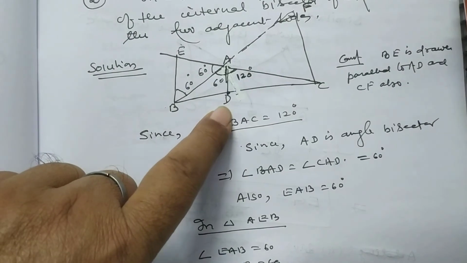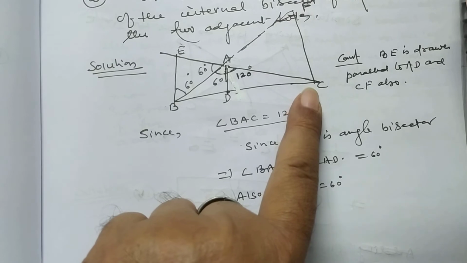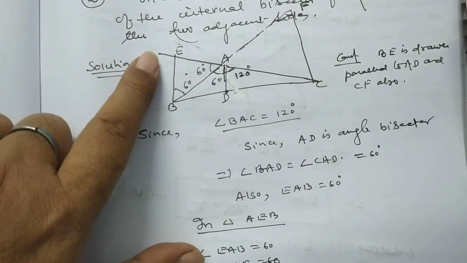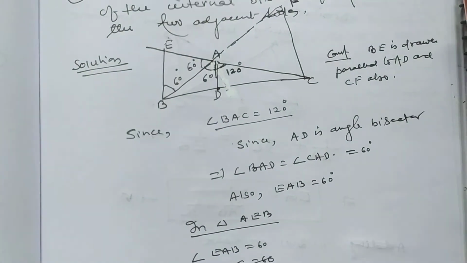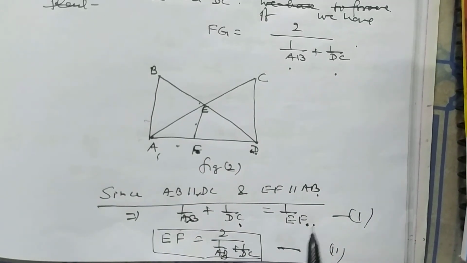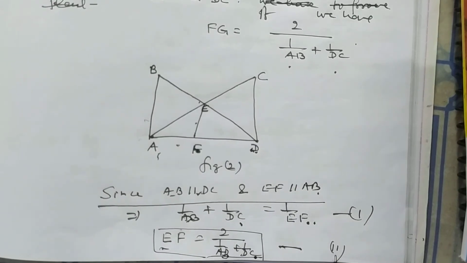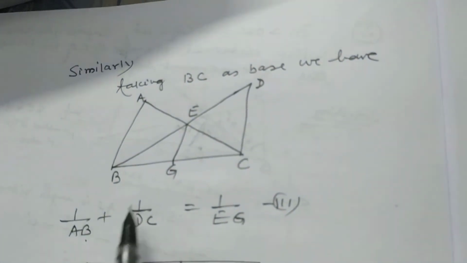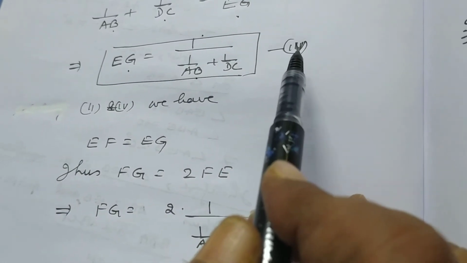EF is parallel to AB, AB is parallel to CD, then 1 by AB plus 1 by DC is equal to 1 by EF. So EF is equal to 2 by (1/AB plus 1/DC). Similarly, taking BC as base, we have 1 by AB plus 1 by DC equal to 1 by EG. So EG is equal to 2 by (1/AB plus 1/DC).